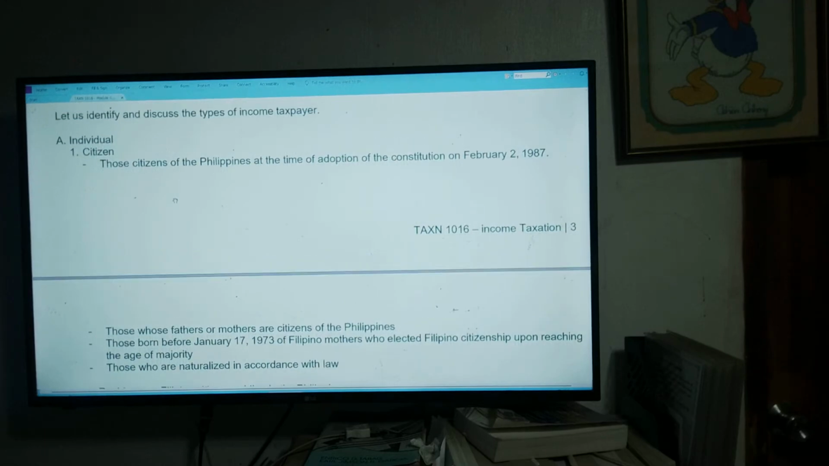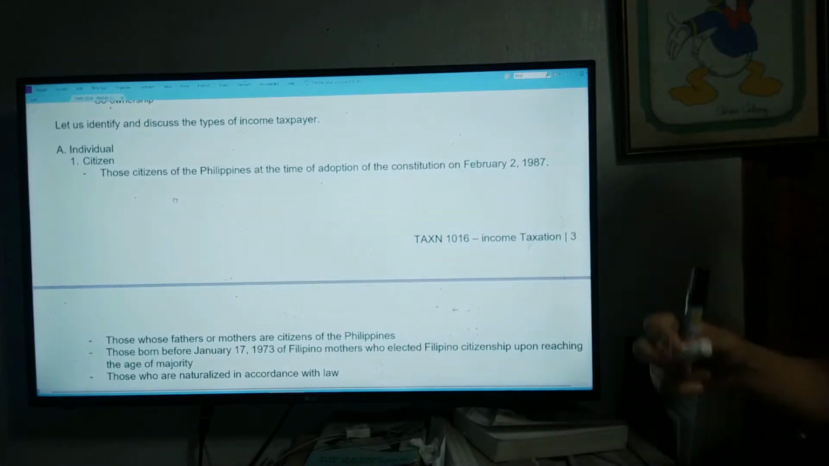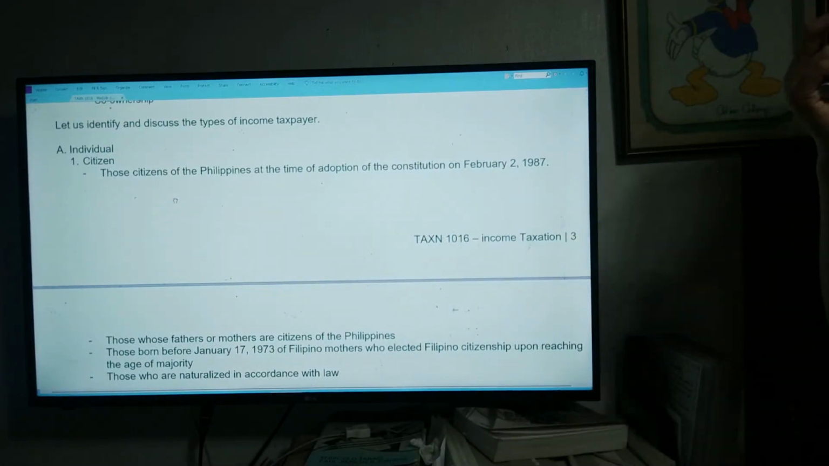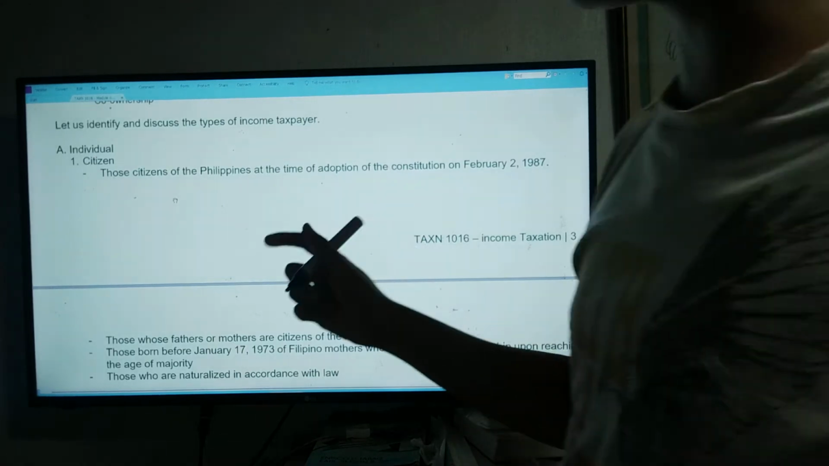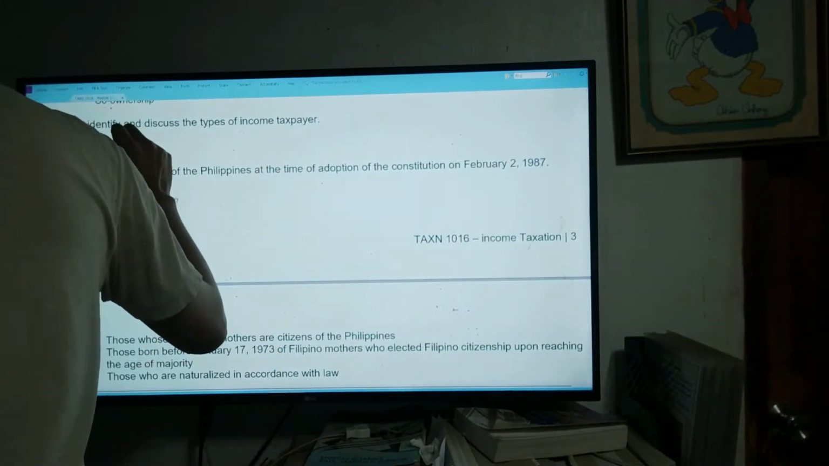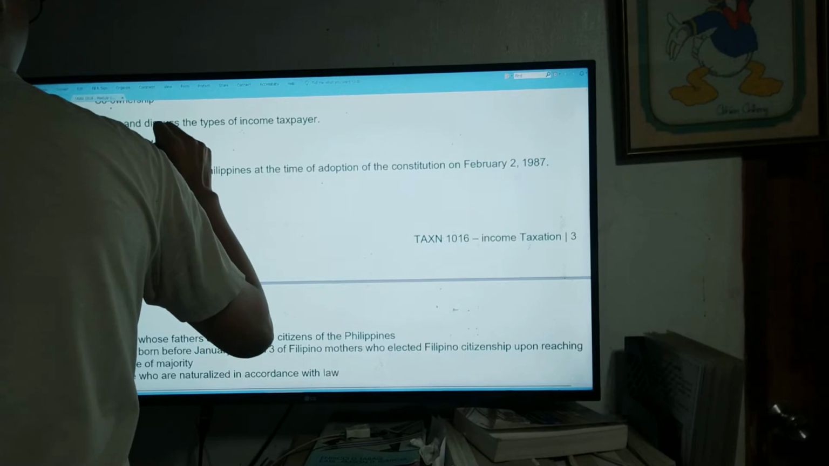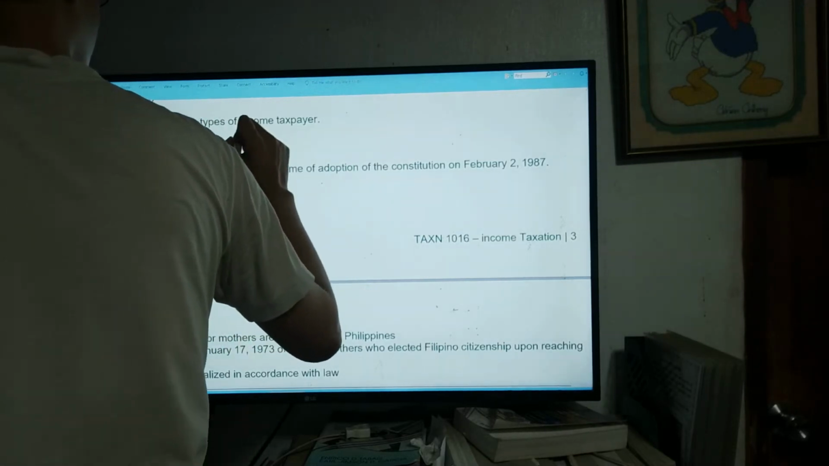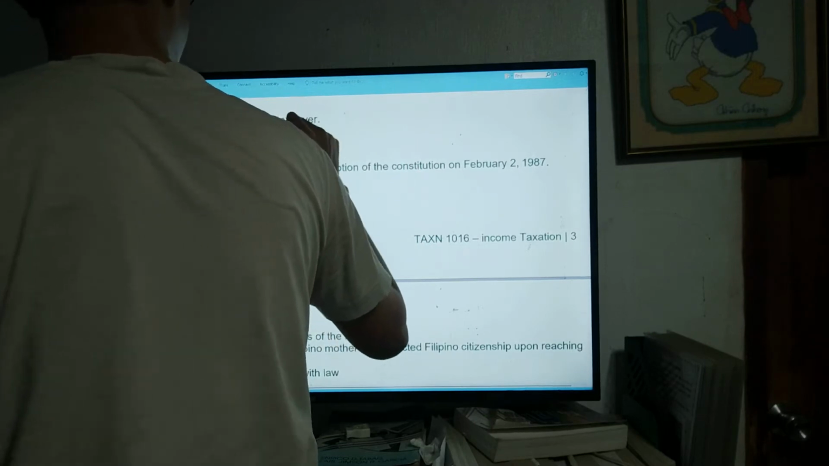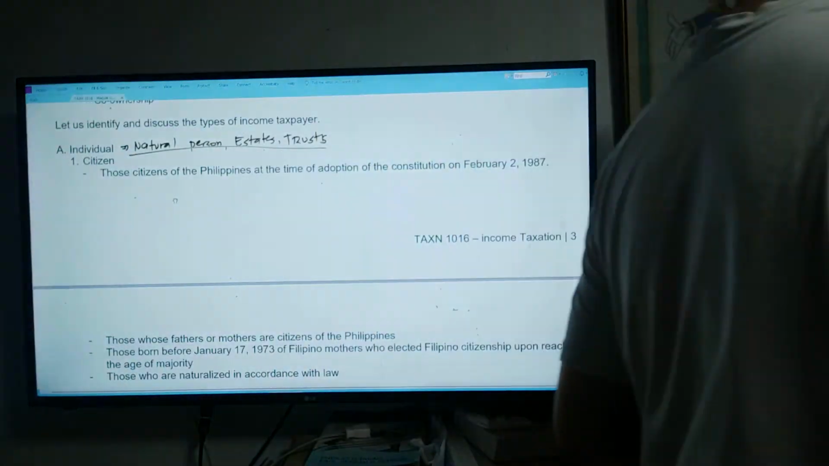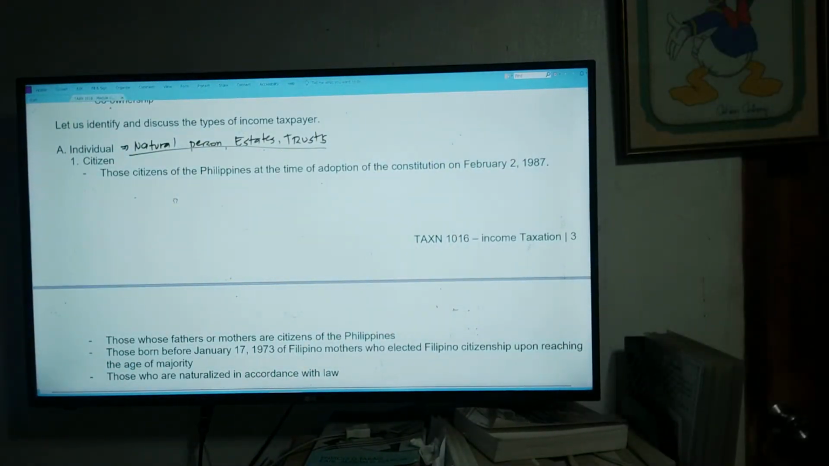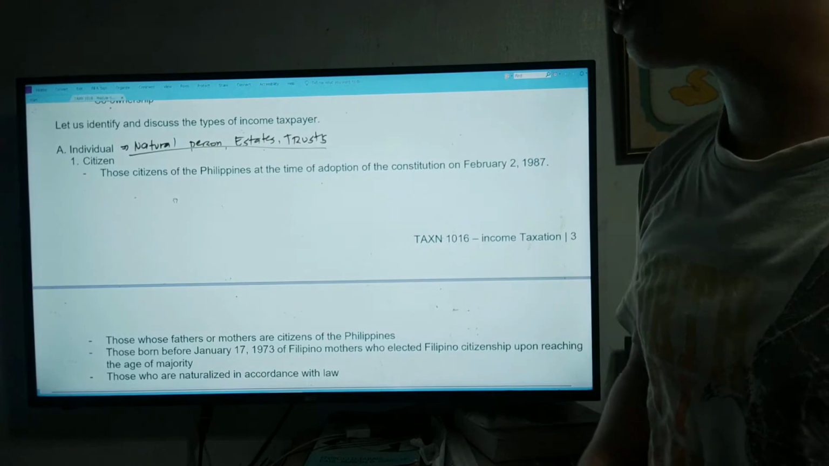So, unahin natin yung mga types of income taxpayers that are individual. Okay? Individual taxpayers muna tayo, guys. When can we say that it is an individual income taxpayer? When it is a natural person or a trust. Okay? Natural persons, estates, and trusts. Yan ho. Okay? Yan ho ang main constitution ng isang individual taxpayer.